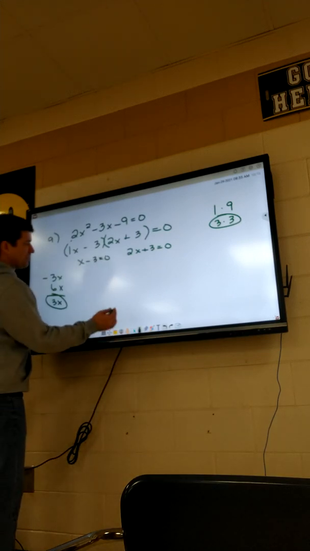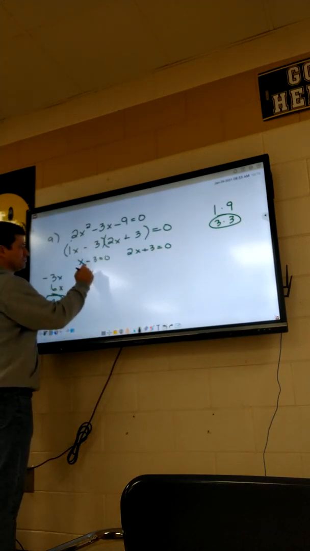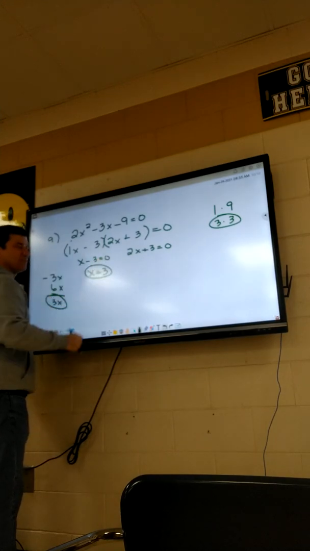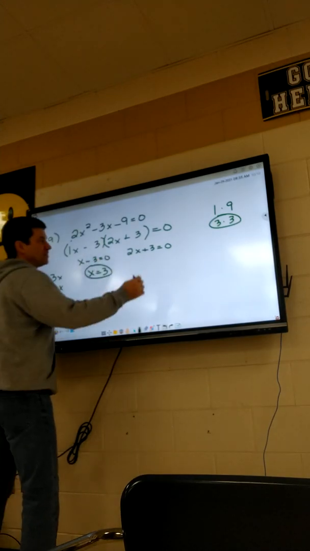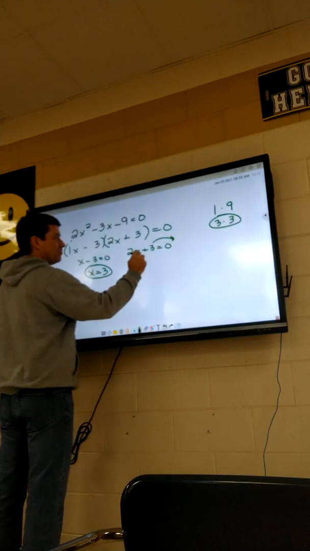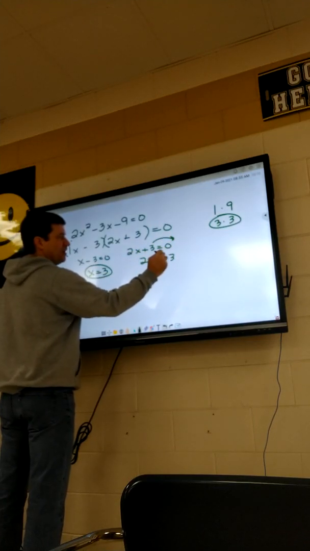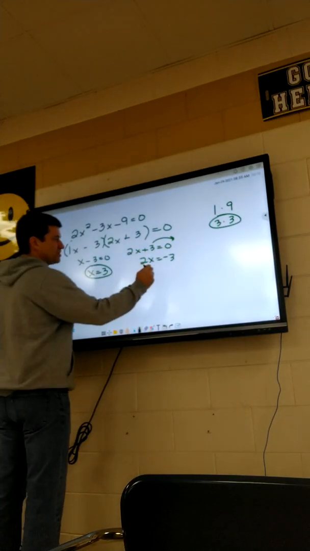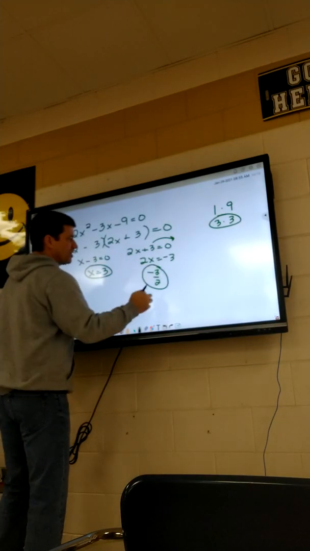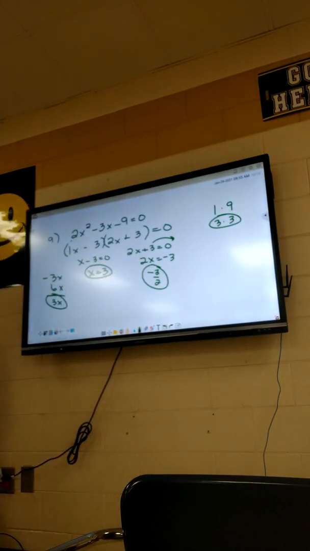All right, what's this answer going to be if I move negative 3 over? Yeah, that one's easy. That's positive 3. All right, what happens on this one when I move positive 3 over? It becomes a negative 3, and now what do I divide by? 2. So it's negative 3 over 2. You can leave it like that, or you can make it a decimal. I don't care.